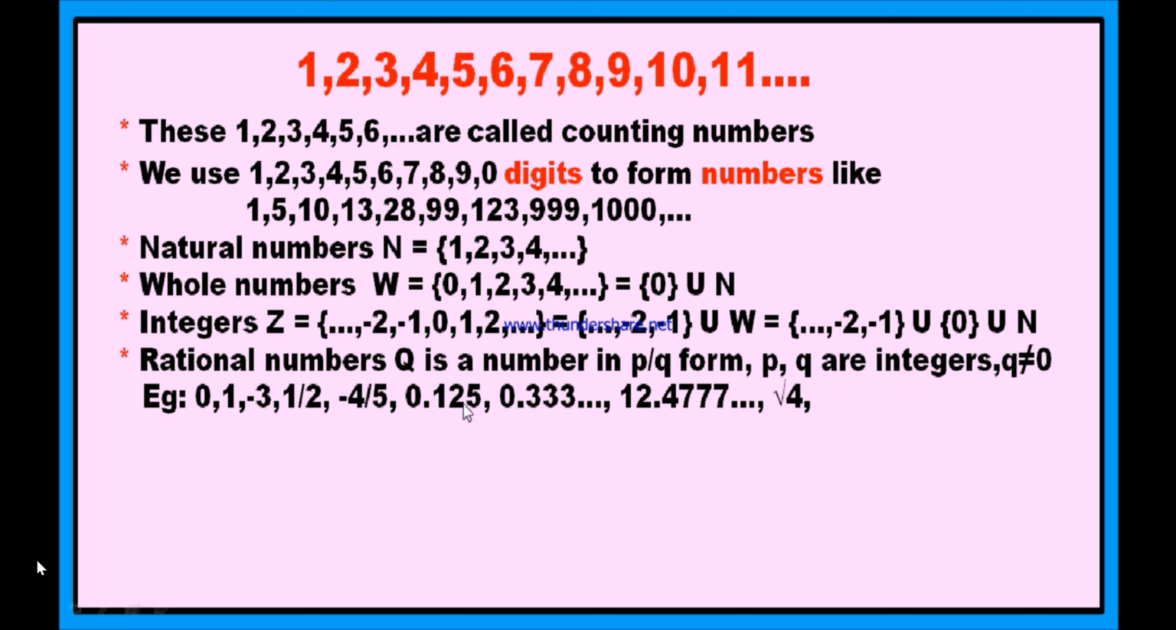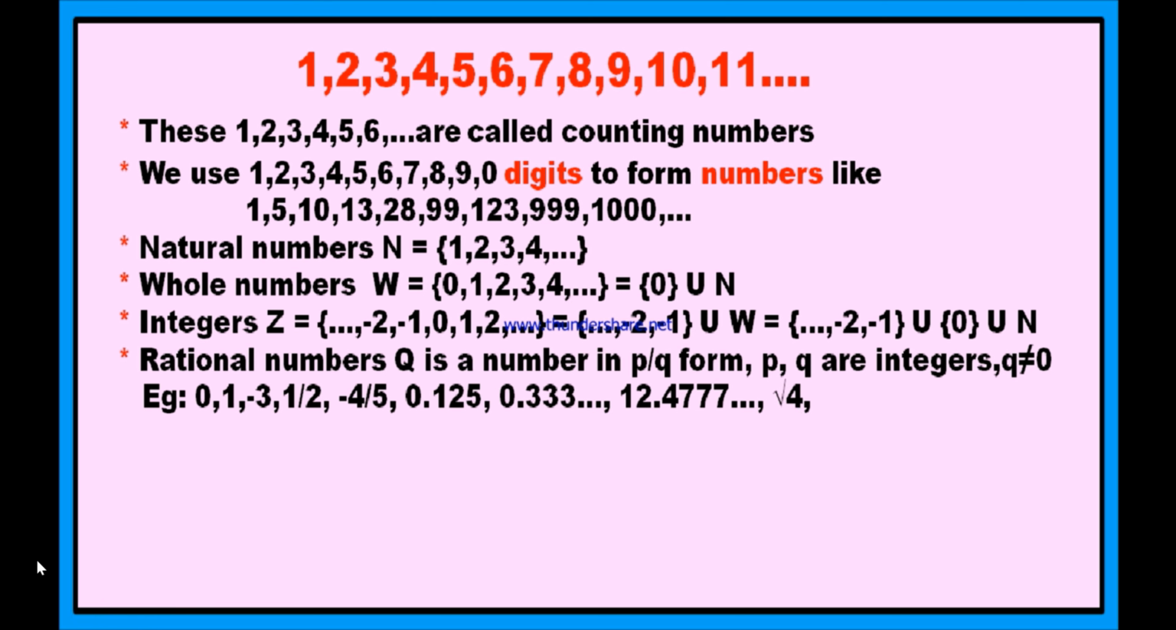If you come to decimal numbers, 0.125, this is a terminating decimal, a rational number. Every terminating decimal is a rational number. This is 0.333 and so on. It is non-terminating but recurring. 3 is repeating. Therefore, non-terminating and recurring decimals are also rational numbers. And this is 12.4 and 7 is recurring. Therefore, it is again a rational number. And square root of 4. Square root of 4 value is 2.